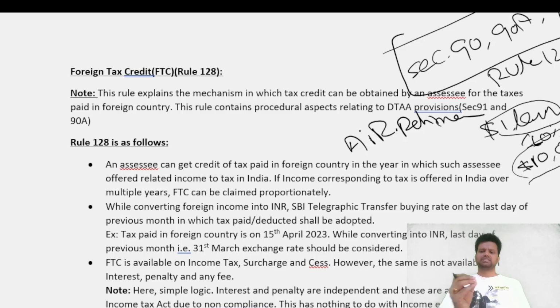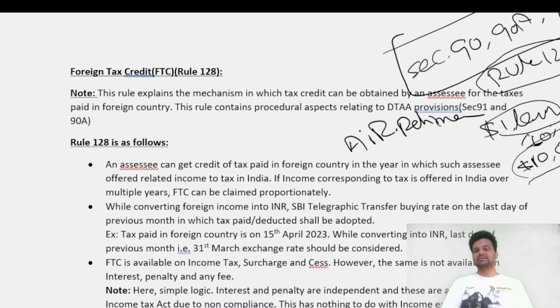For example, if the income is foreign income, in dollars, which foreign exchange rate can we use to convert the dollar amount into INR? Similarly, what are the additional procedural concepts there? And what kind of taxes can the assessee get credit for: the surcharge and education cess also, or only the tax portion? Those are all procedural aspects, and the procedural aspects are covered under Rule 128.